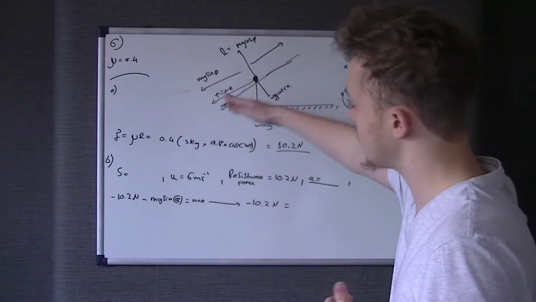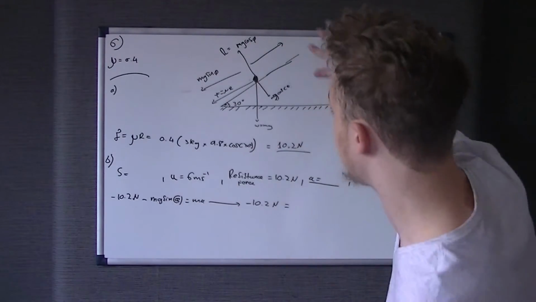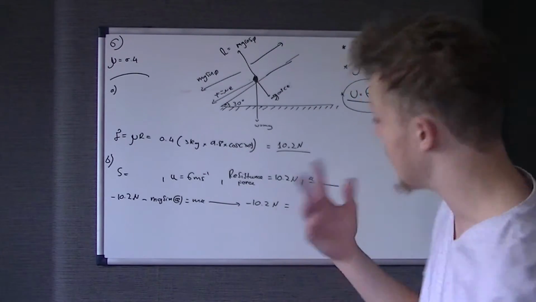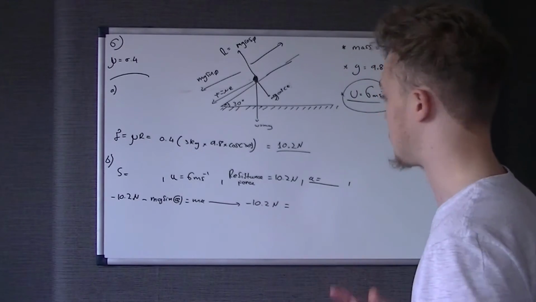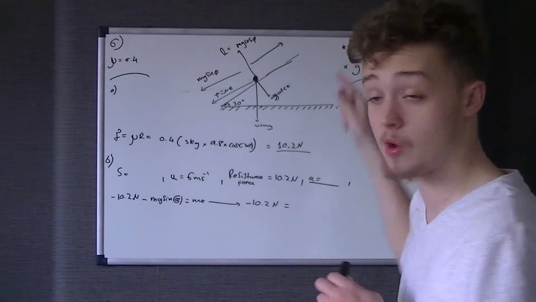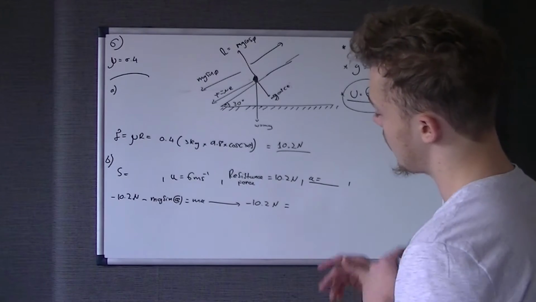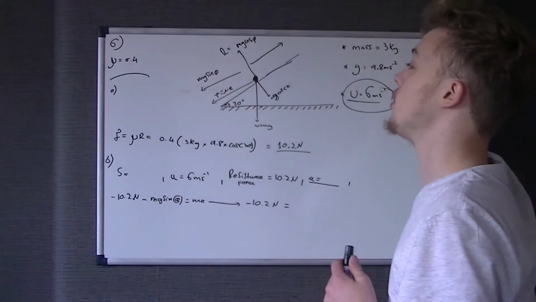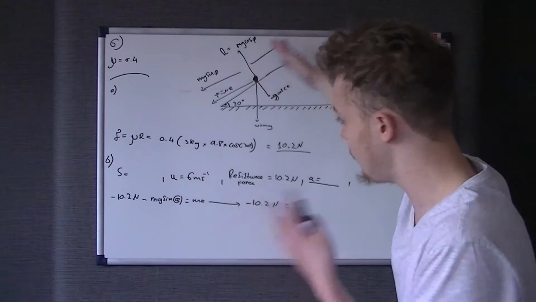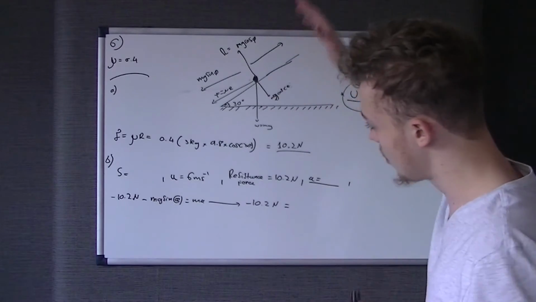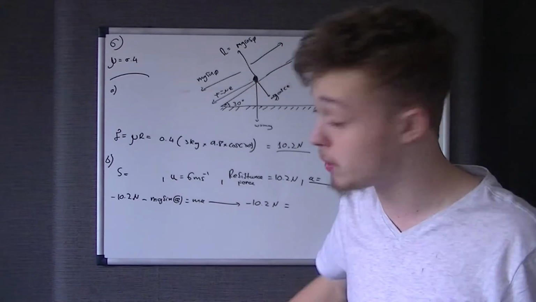Now there's no force continually pushing it up this plane. It's just been pushed up at 6 meters per second and then just let go, and it continues to go on until it stops. So there's no actual force pushing it up, so there's no difference that we have to work out. All the forces are just acting down the plane at the moment.